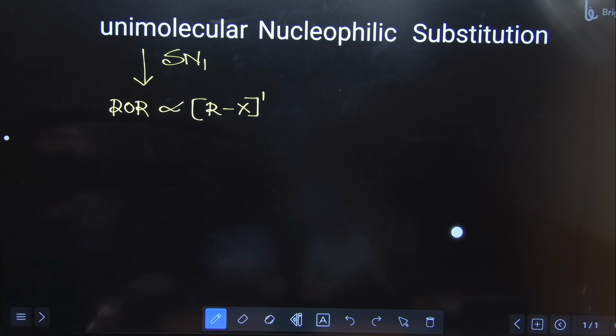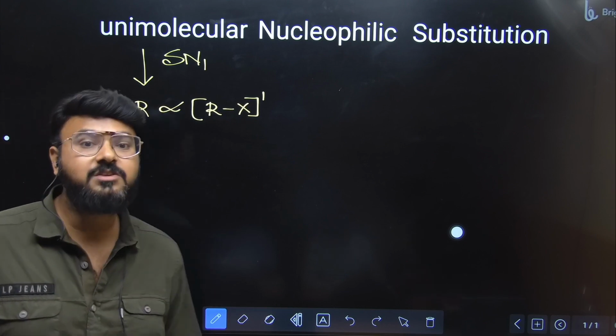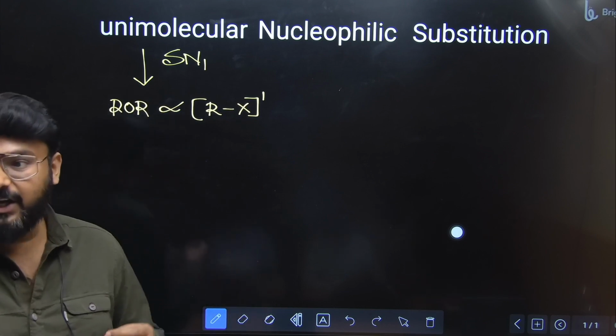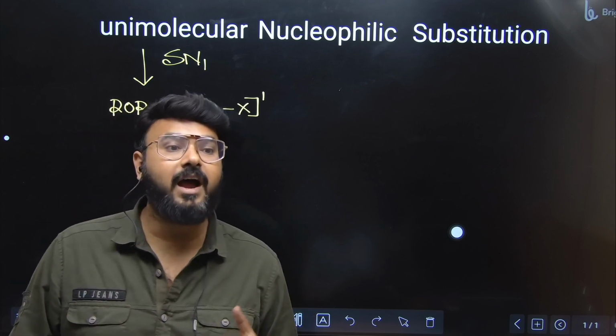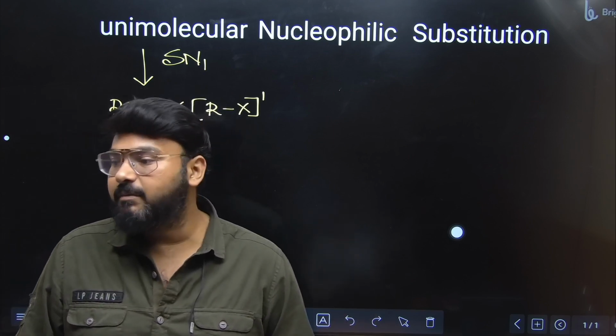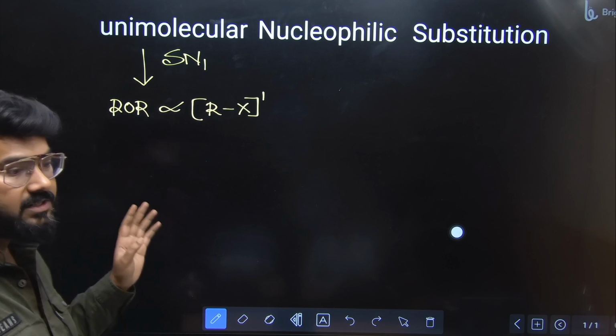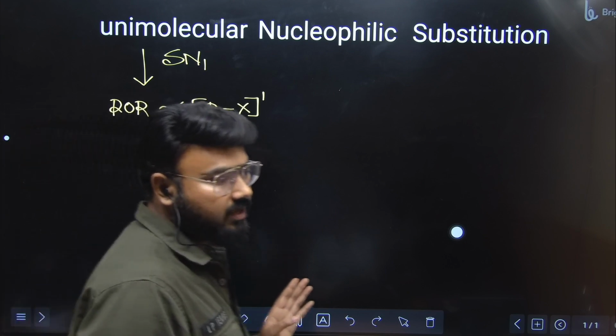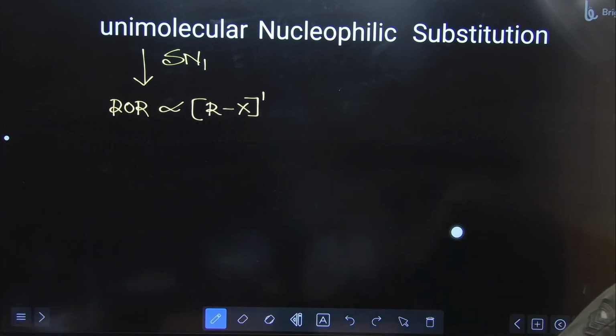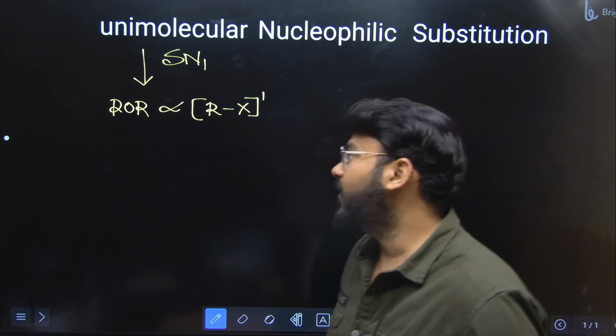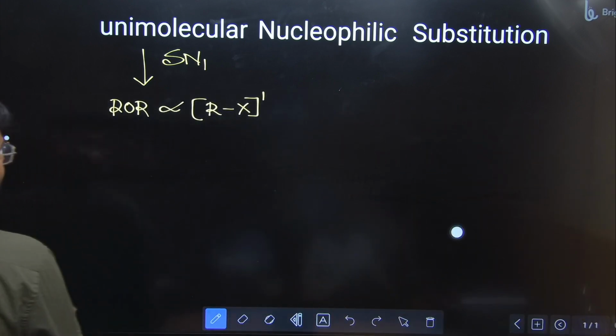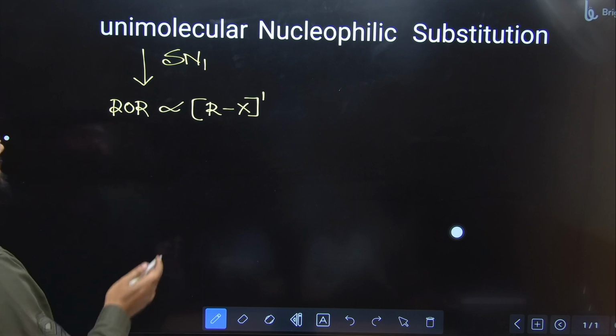It does not depend on the concentration of nucleophile. So it doesn't matter how much nucleophile you add, the rate of reaction will not be affected. I hope it is clear to everyone. Students who are attending online, kindly confirm why it is unimolecular. Yes, sir. Could you repeat the statement again? Why is it unimolecular?